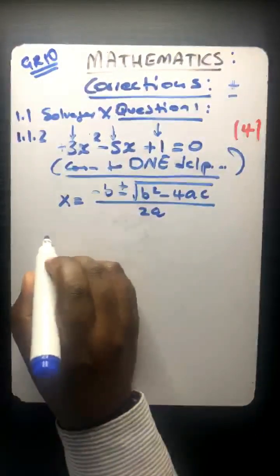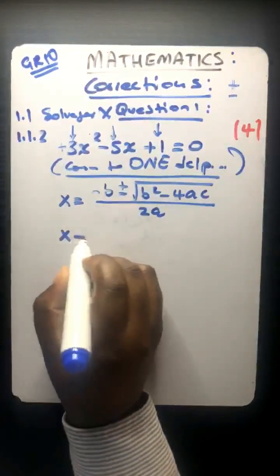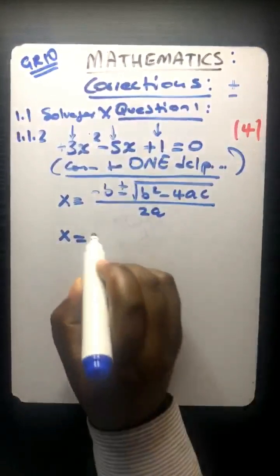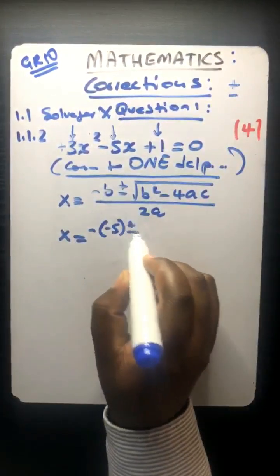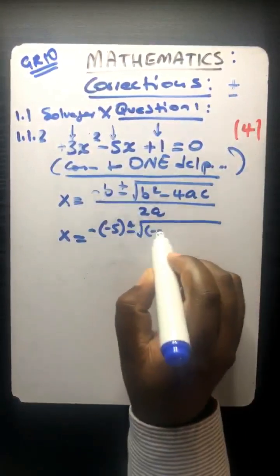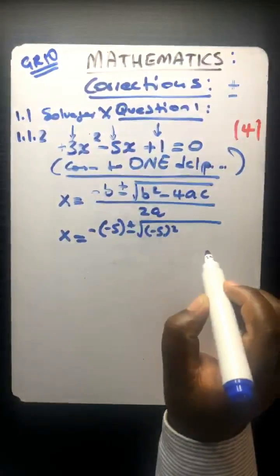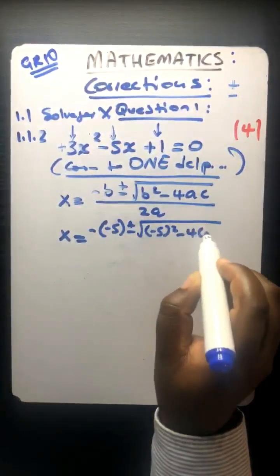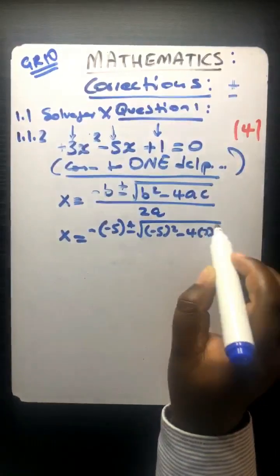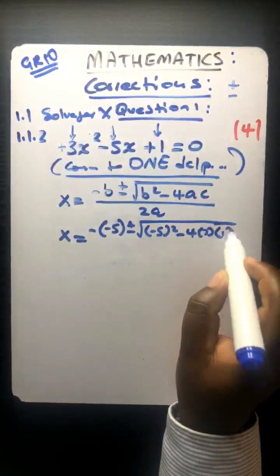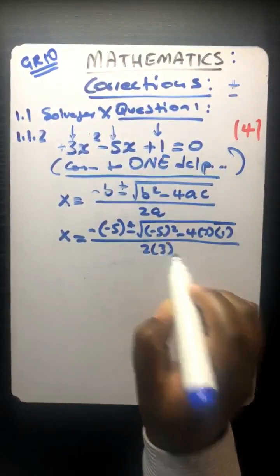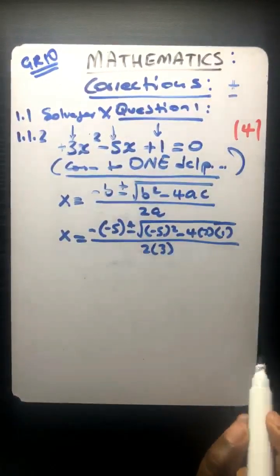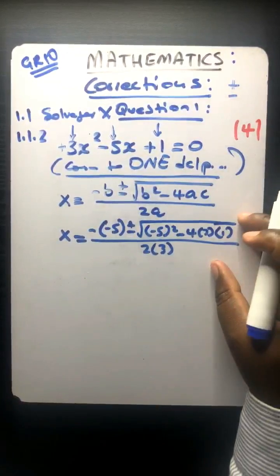In this case, you need to substitute into that formula. So you have a negative from the original formula. Your B is negative 5. You still say plus or minus. It is your negative 5 squared minus 4. What is your A? That is 3. What is your C? That is positive 1. All of that divided by 2. What is your A? It is 3. So once you have substituted, I'm pretty sure that you will score a mark for correct substitution.